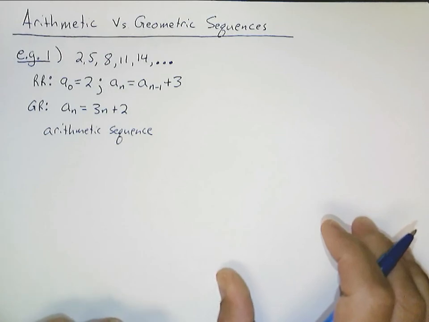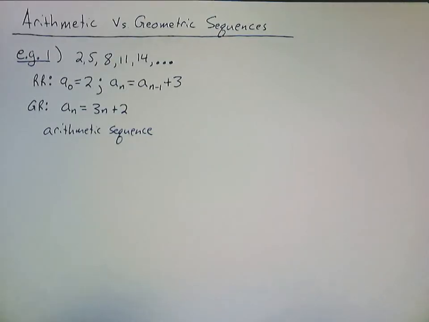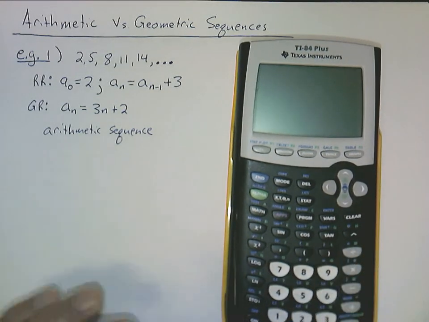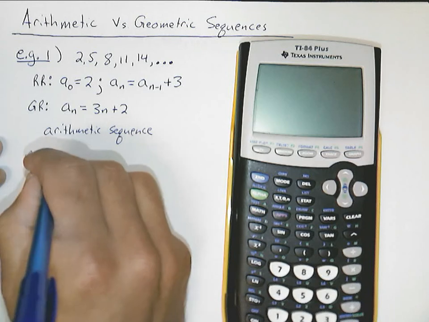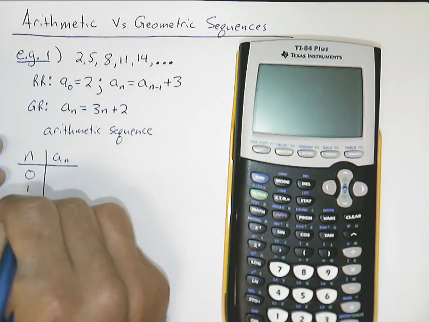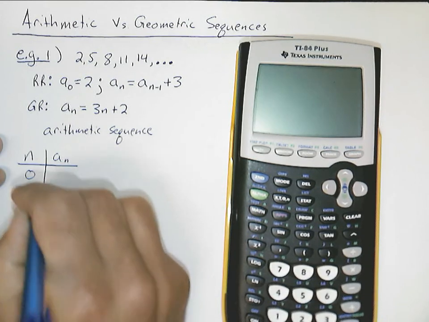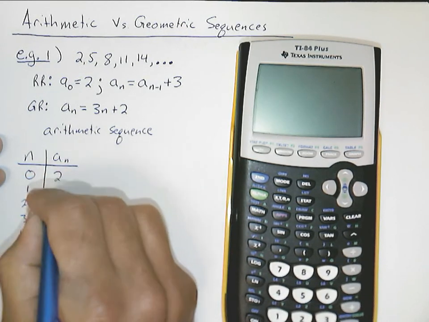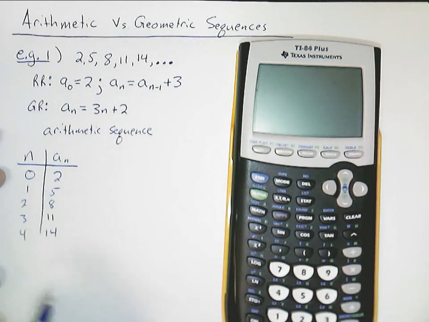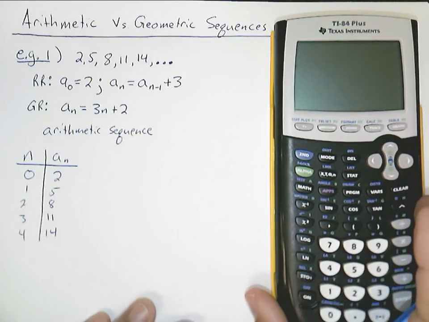And just for a goof, let's look at what this looks like if we were to graph it. And this is pretty easy to do. If we were to make a table of values, we would have n and a sub n here. You go 0, 1, 2, 3, 4. And a sub n is 2, 5, 8, 11, 14. We can actually put this table into a calculator, and a lot of you have probably seen these calculators before. This is the graphing calculator.